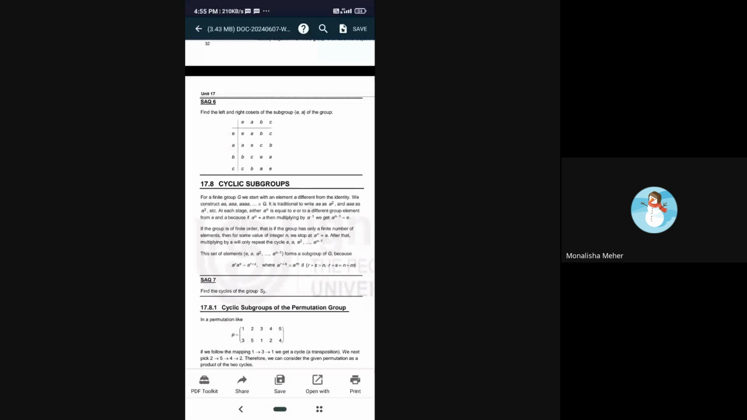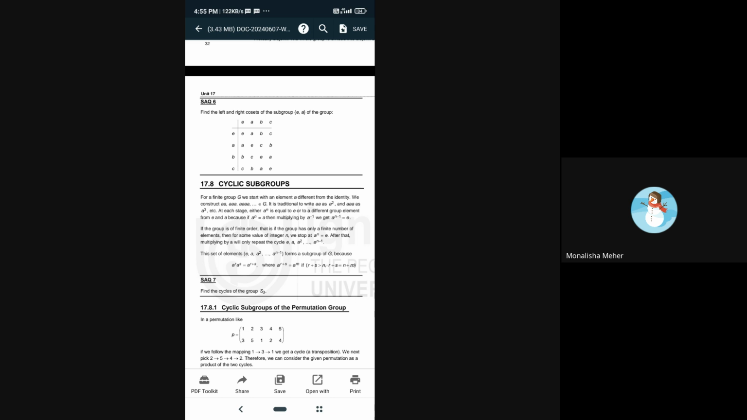Then cyclic subgroups. For a finite group capital G, we start with an element A different from the identity. We construct the powers of A belonging to G. It is traditional to write AA as A square and AAA as A cube, etc. At each stage, each A to the power n is equal to E or to a different group element from E and A, because if A to the power n is equal to A, then multiplying by A inverse we get A to the power n minus 1 is equal to E.